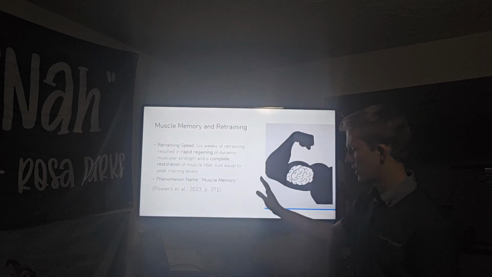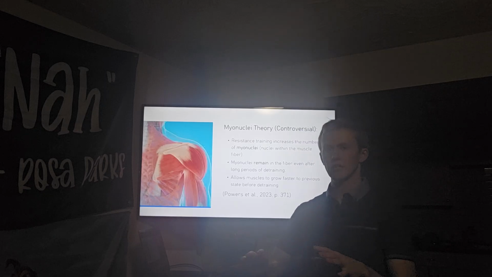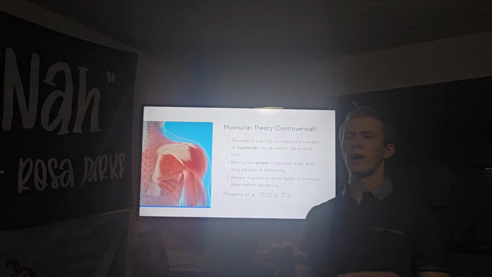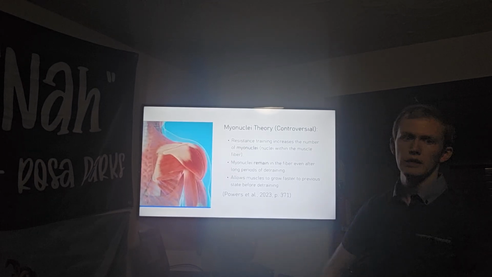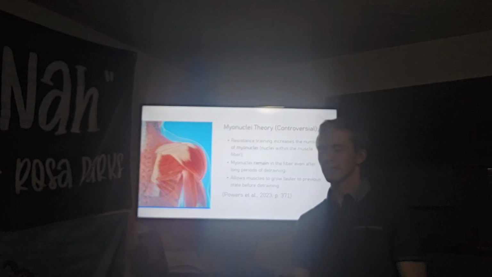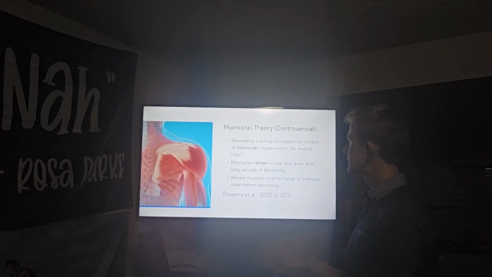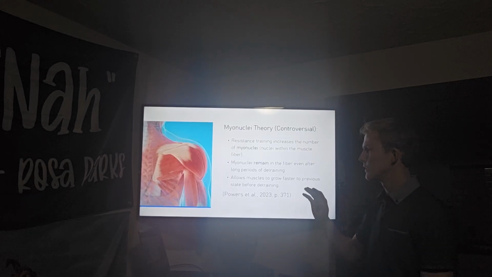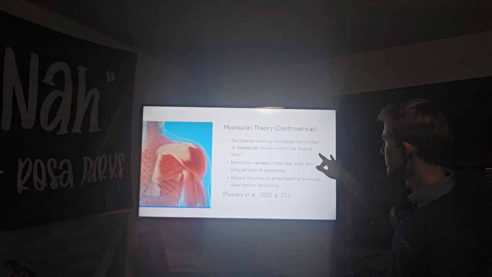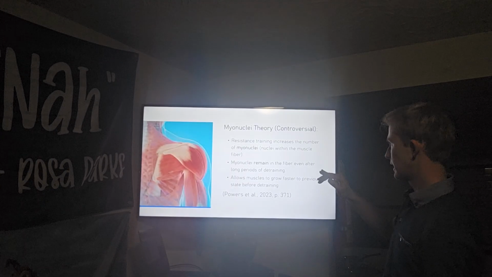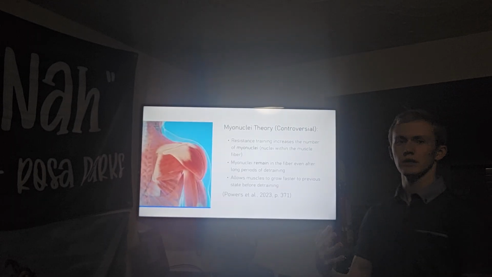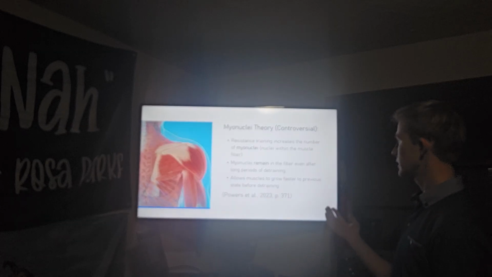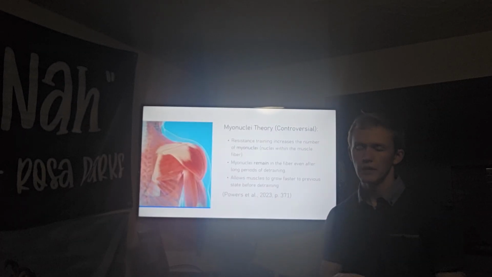And on the next slide, it talks about a controversy of why that is. This controversy is the myonuclei theory. It's a controversial theory because not everybody agrees with it, but the theory itself is that resistance training increases the number of myonuclei in your muscle fibers, and the myonuclei remain in the fiber even after long periods of detraining, and it allows muscles to grow faster than before the detraining.